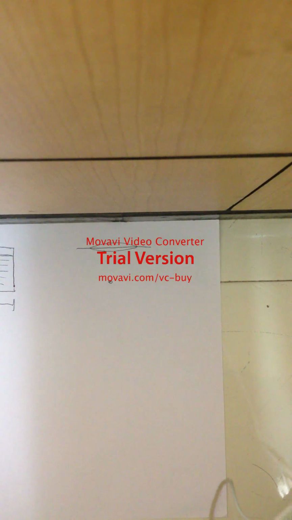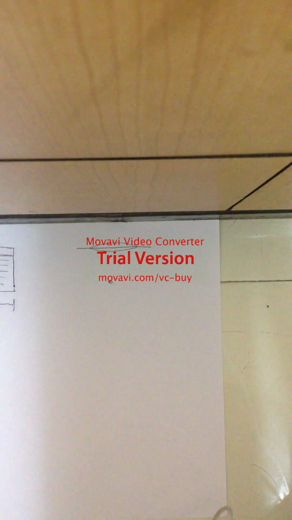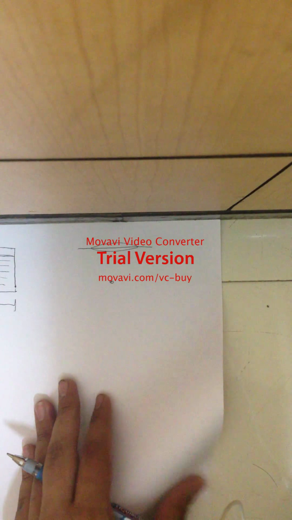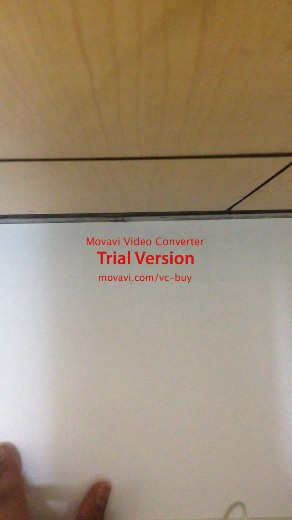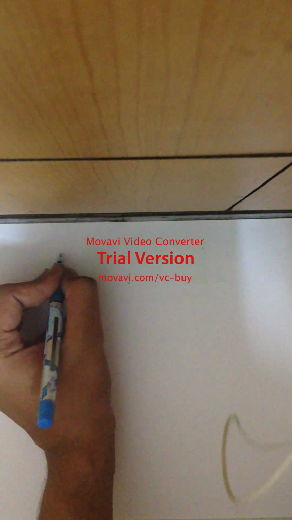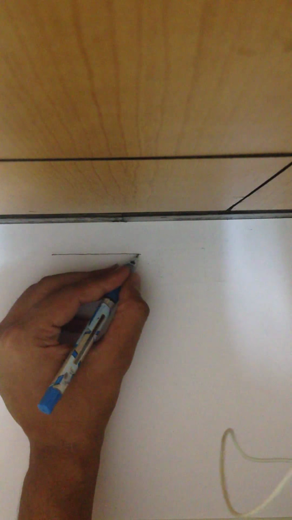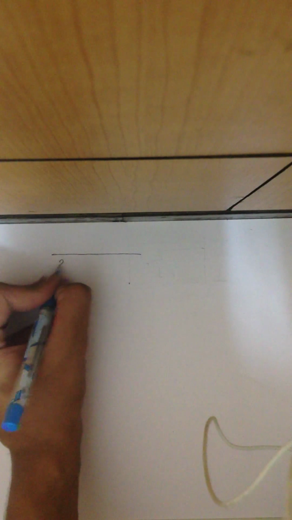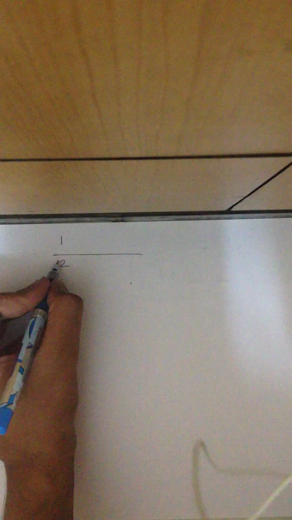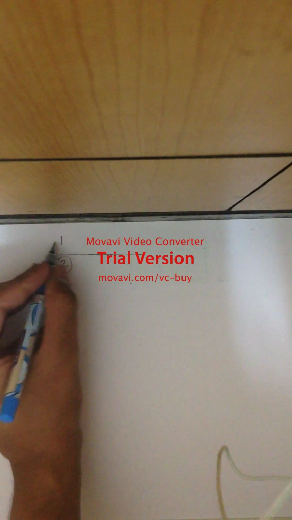For this we need to use the concept of total internal reflection, right? And let me explain the concept of total internal reflection in brief. Let me say that this is a boundary which is separating two media. Let's say this is medium 2, this is medium 1, and medium 2 is optically denser than medium 1.